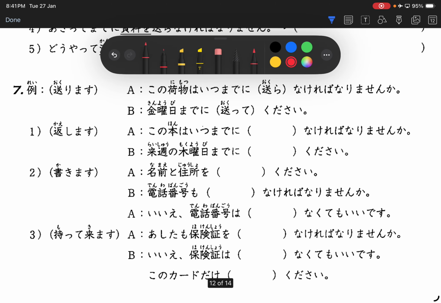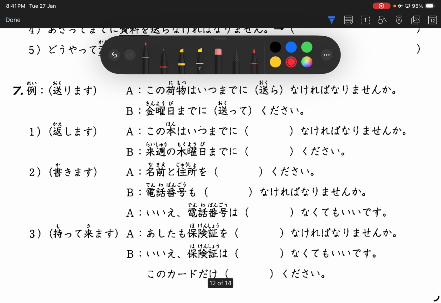Okay, number 7. Example: 送ります。この荷物はいつまでに送らなければなりませんか。So by when do I have to send? までに is by when. 金曜日までに送ってください。So by Friday, please send. We don't say until Friday, please send, 金曜日まで送ってください. We say までに. So by the due date, please send.